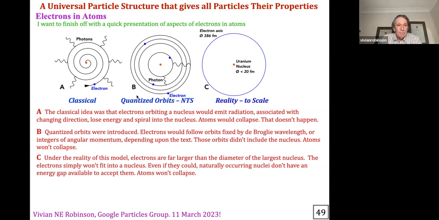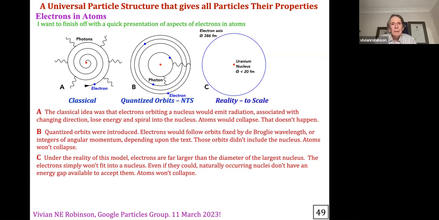Yes, well, maybe. But the reality, under this model, is that electrons are larger. The diameter of an electron at rest is 386 FM. That of even the largest uranium nucleus is only about 20 FM. I mean, it just won't fit. You can't put it there. And even if you could, naturally occurring nuclei don't have any gap to accept them, so atoms won't collapse.